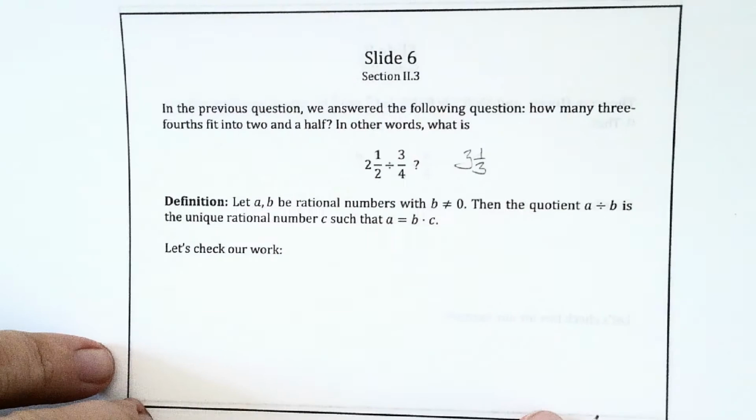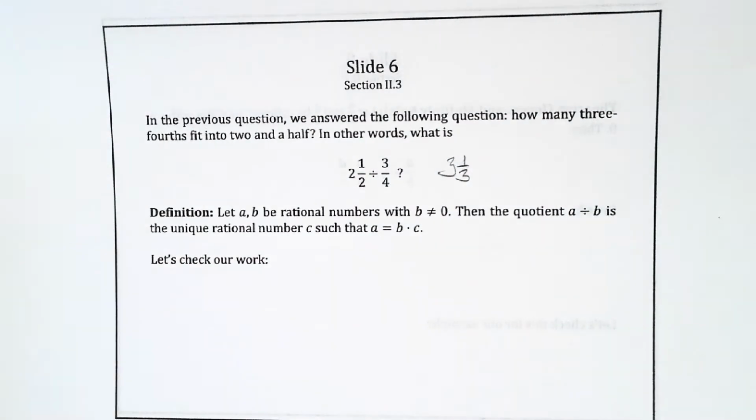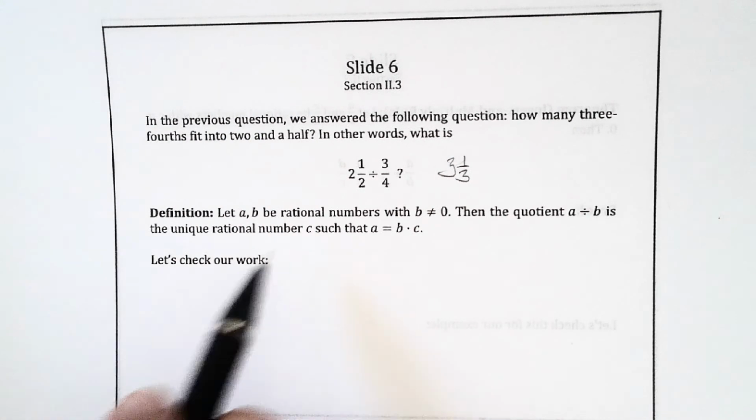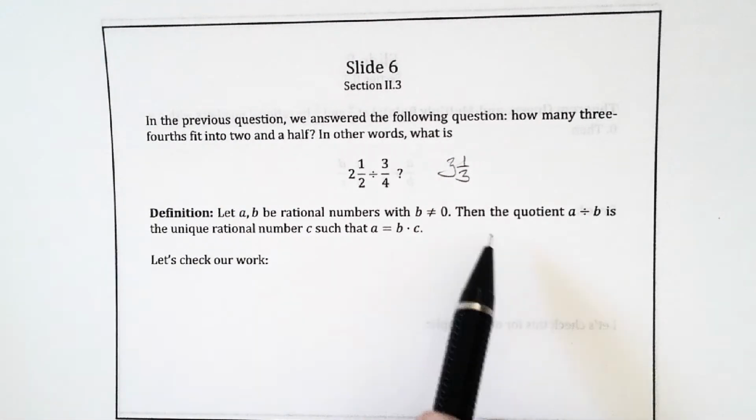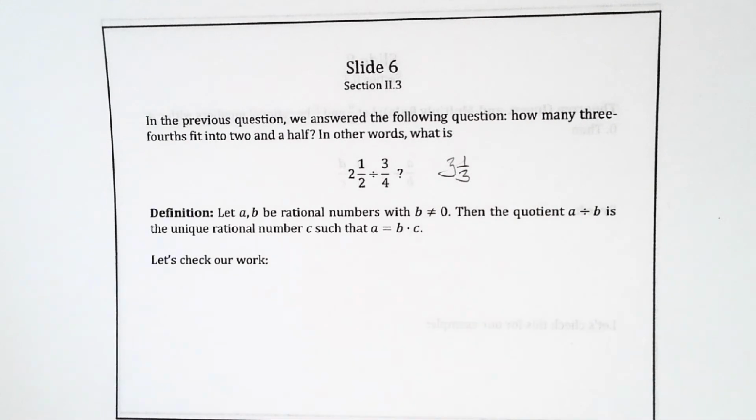So here's the definition of division, which we'll state after we've actually performed our first division. If a and b are rational numbers with b not equal to 0, then the quotient a divided by b is the unique rational number c such that a is equal to b times c. Well, this is actually the exact same definition we had for whole numbers and for integers, except now we just say the quotient. We don't have to say if it exists, because for rational numbers it always exists.